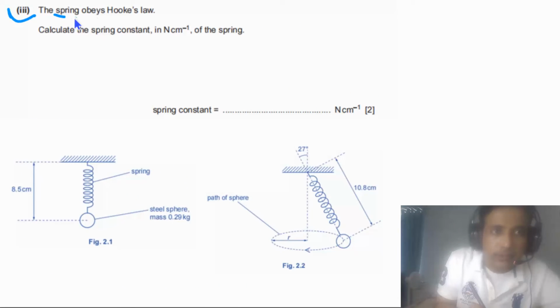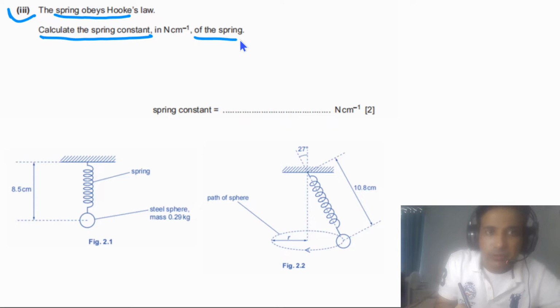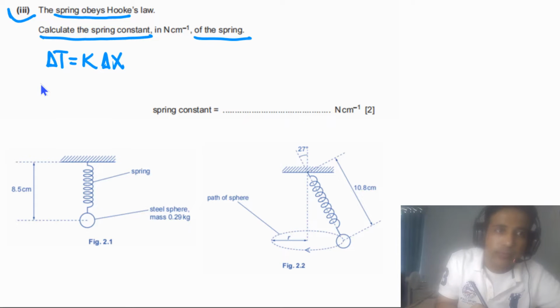Third part says the spring obeys Hooke's law. Calculate the spring constant in newtons per centimeter of the spring. So we need to calculate K. In this case, delta T, the increase in tension, has to be equal to K times delta X. We need to calculate the value of K. So simply we can say K has to be equal to delta T divided by delta X.